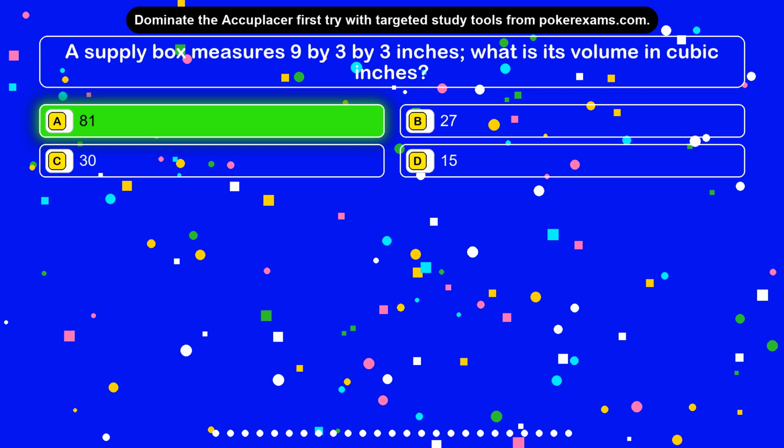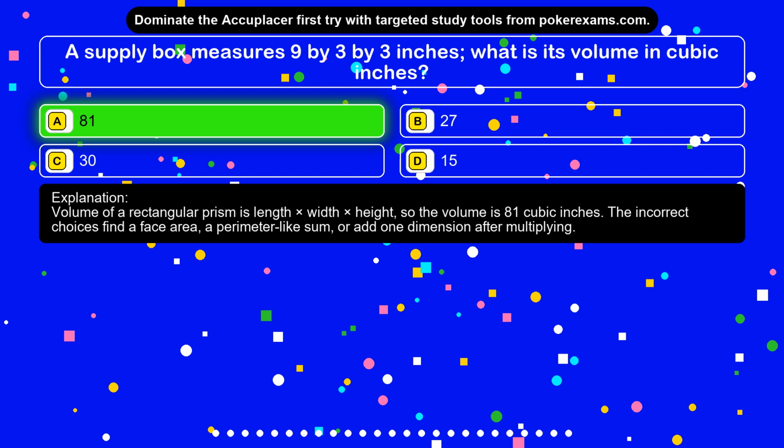The correct answer is option A, 81. Volume of a rectangular prism is length times width times height, so the volume is 81 cubic inches. The incorrect choices find a face area, a perimeter-like sum, or add one dimension after multiplying.